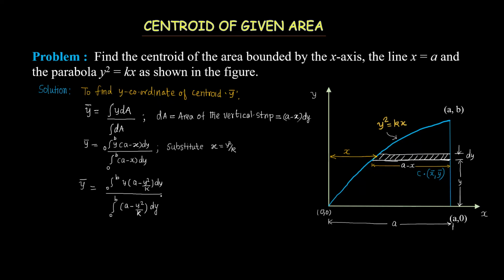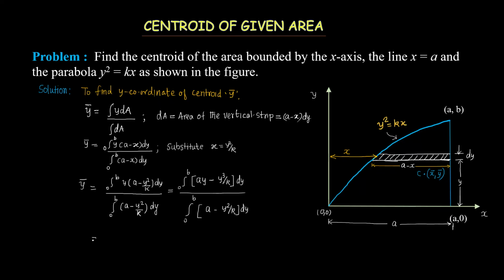Now let's integrate this. Before integration we need to simplify this, so I'm going to simplify this first. Integral from 0 to b of y into a, so I can say a into y, straightforward, minus y into y square, that is y cube by k, dy. In the denominator, there is not much change, same as it is: integral from 0 to b of a minus y square by k, dy. So let's integrate this.